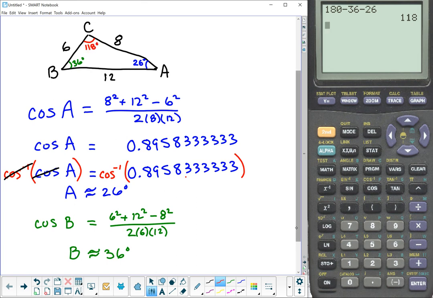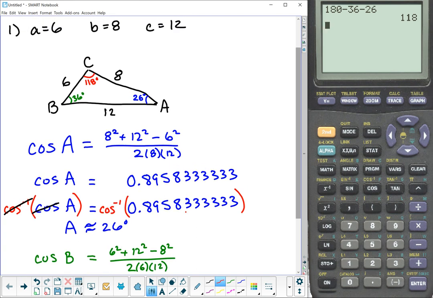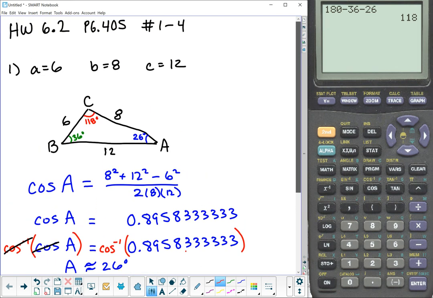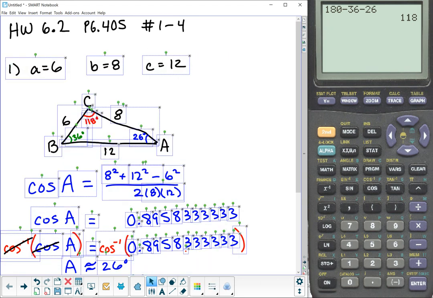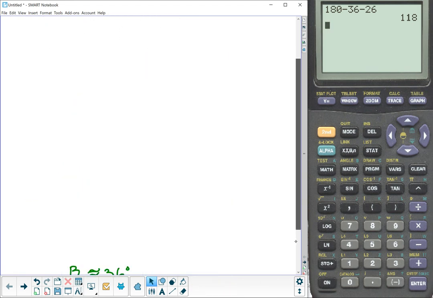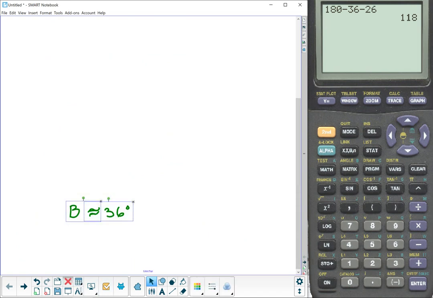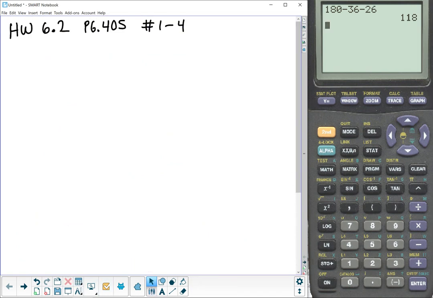Okay, that's number one. Number two is exactly the same. You're given all sides, right? So I'm going to go ahead and start over with number two. If you need anything from there, I suggest you go back and rewind it or slow it down if you need. Number two. Actually, I've got to get going soon. So A equals 9, B equals 3, C equals 11.